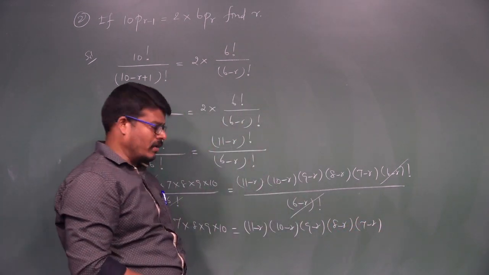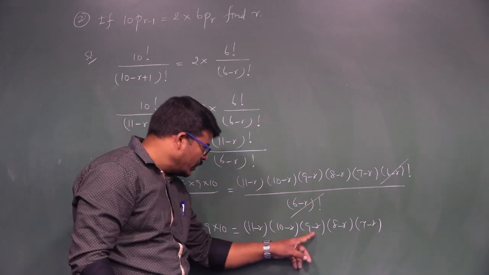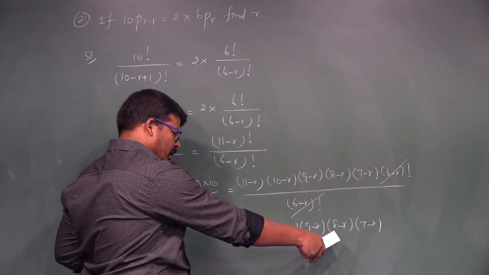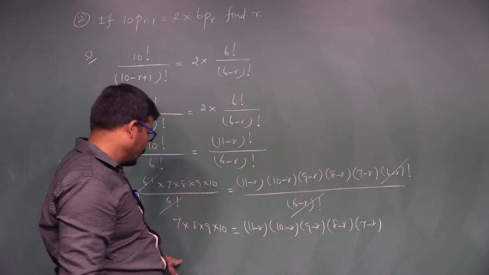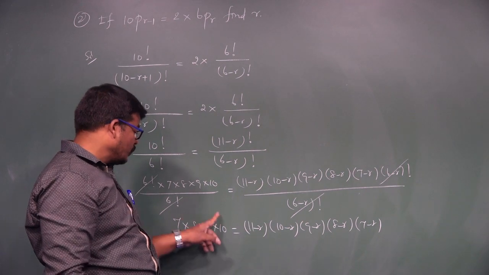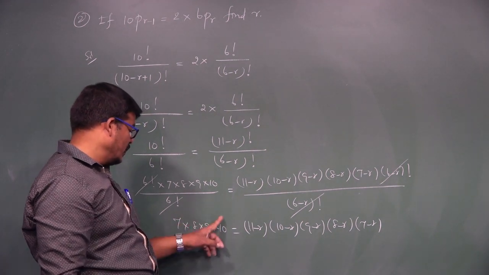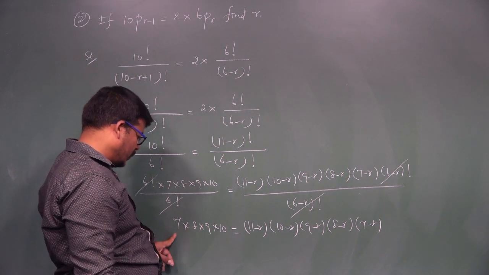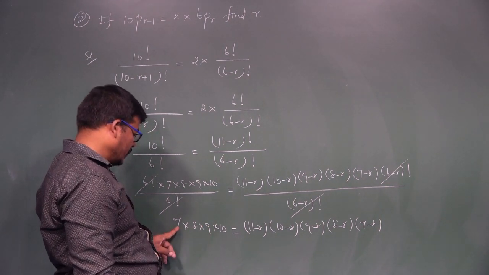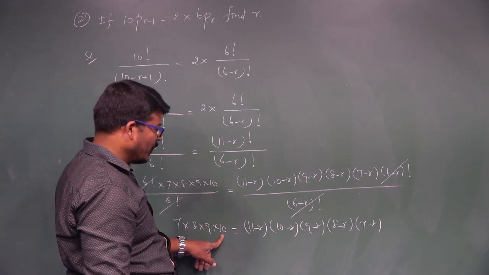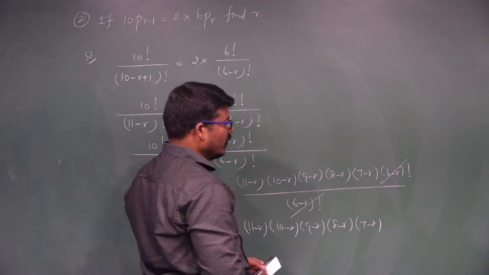Now find the value of r. The right hand side has 5 terms and the left hand side has 4 terms. Now split into 5 terms. How to split into 5 terms? 7 into 8 into 9 into 10. Now multiply the values and split into 5 terms.